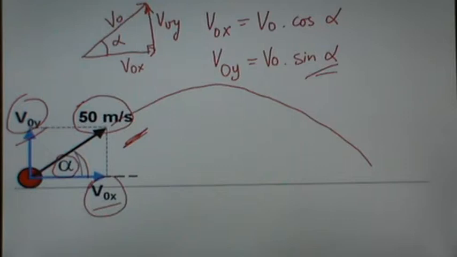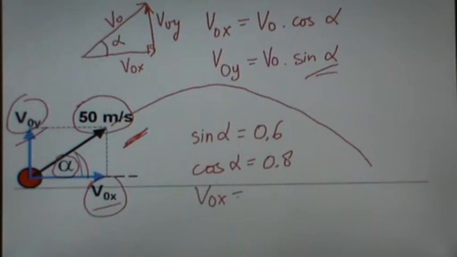Now, if I give you an example, suppose the value of sine alpha is 0.6, and of course by using simple trigonometry you can find also the value of cosine alpha, and it will be 0.8. Therefore, you can find the value of V0x here. It will be 50 times 0.8, and you get 40 meters per second.